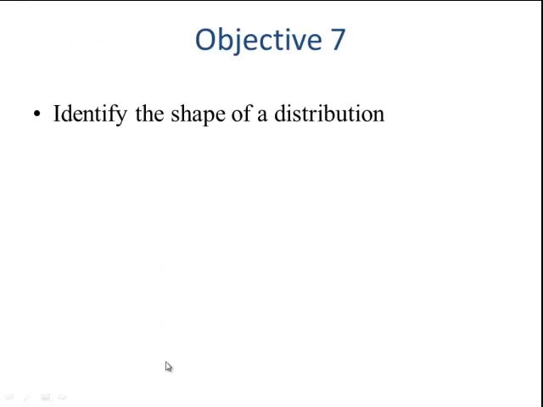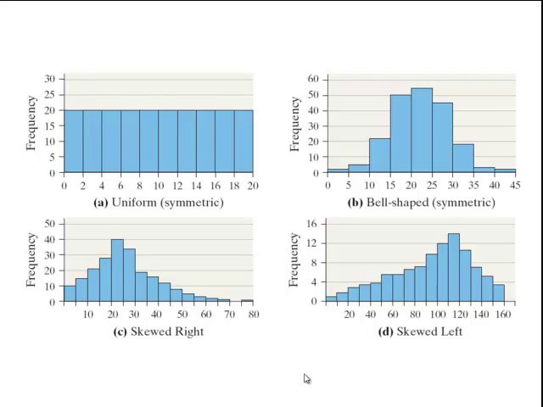Okay, lesson objective number 7, identify the shape of a distribution. There are going to be 4 major shapes that we identify in this class. The first one being what we call a uniform, where each of the bins are approximately the same height, the same frequency. The next one is what we call a bell shape. It is symmetric. It has 1 hump, and it's what we call bell shape. This one is what we call skewed right. So if we look at the hump and we draw a line from here out to here, the tail has stretched longer to the right than it has here. So we call this skewed right.